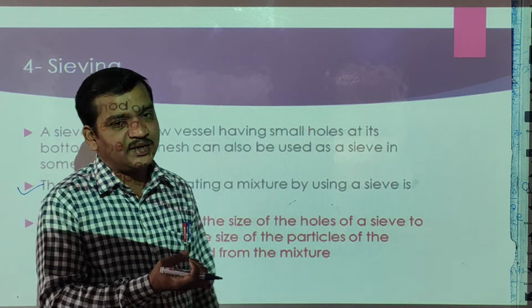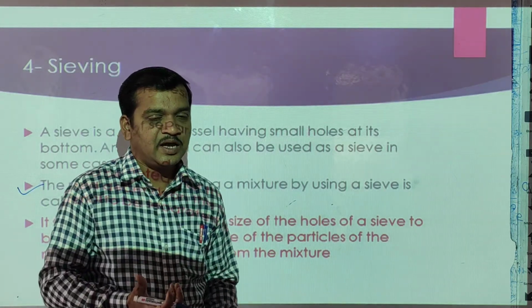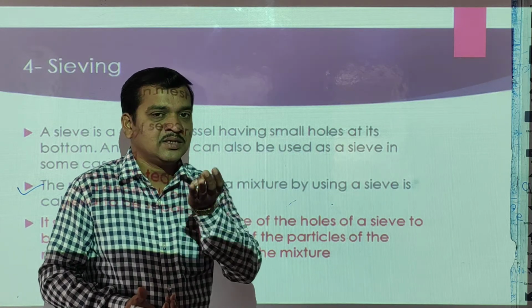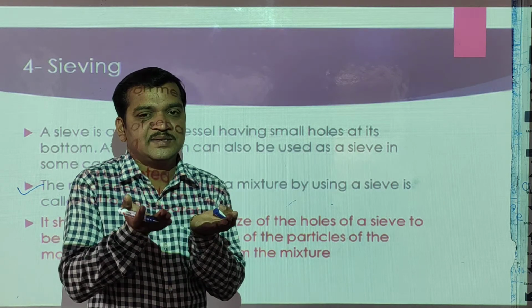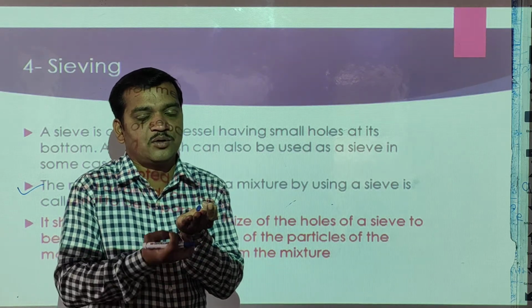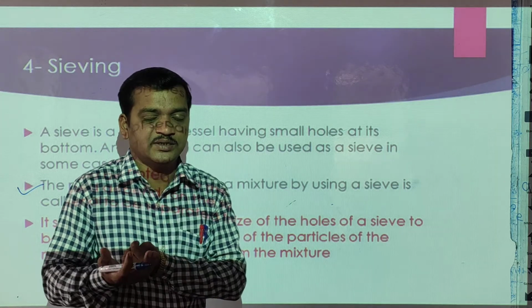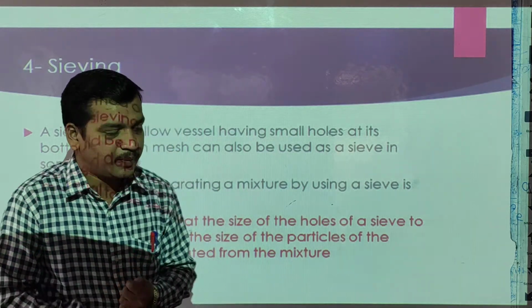This sieve only allows the fine particles, and whatever hard particles, husk particles or dust particles are there remain on the sieve, and only the fine particles of jowar flour or wheat flour are allowed through by that filter. Okay, so the sieve plays a role like a filter.